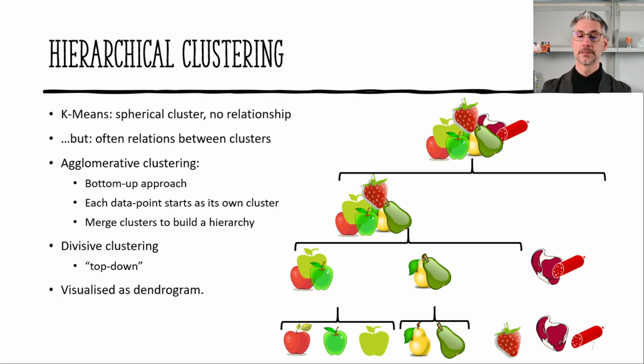We could also do this top down and start with all items and break them apart and analyze the relationship this way. And this can typically be visualized as a dendrogram.